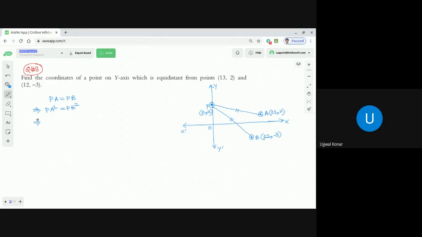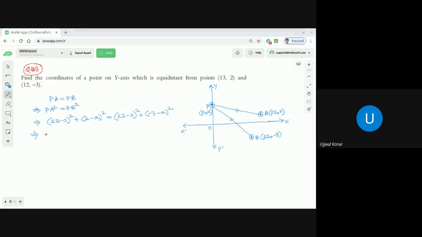So what is PA square? PA square is 13 minus 0 whole square plus 2 minus a whole square. That is equal to PB square: 12 minus 0 whole square plus minus 3 minus a whole square. If any one of you is not able to understand the step I just wrote, please let me know.